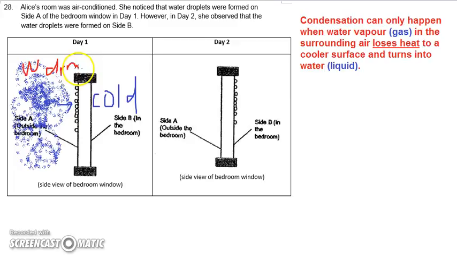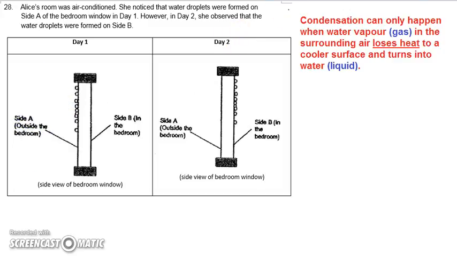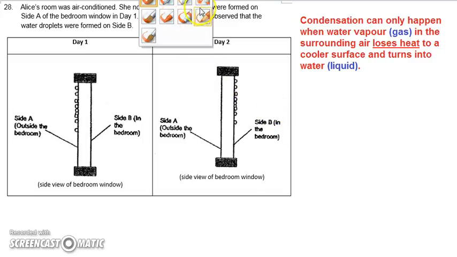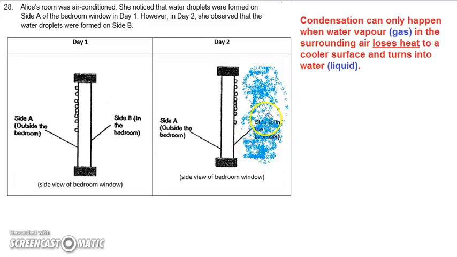So if one is cooler and one is warmer, then the water vapor here will lose heat as it touches the colder surface and it will condense. Okay, likewise, the other way around is also true. Now, for this to happen, that means the water vapor inside the room, which is invisible, not blue in color. I'm showing it blue so that you can imagine there is water vapor there.